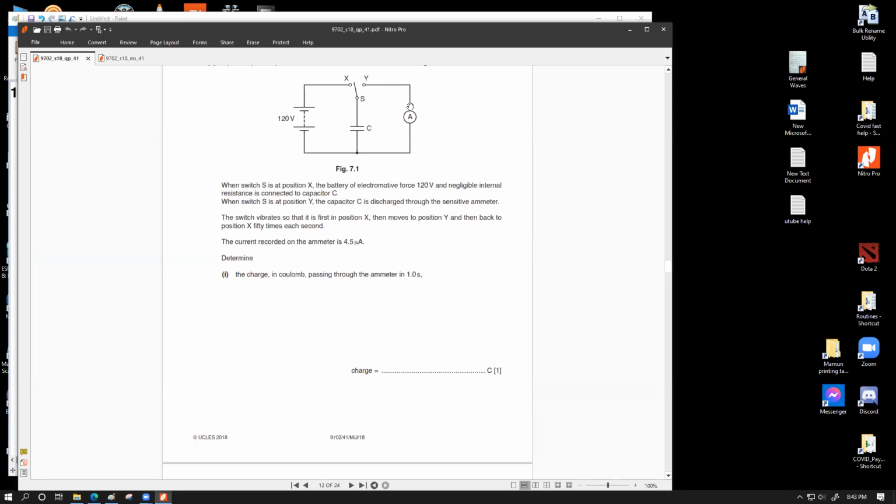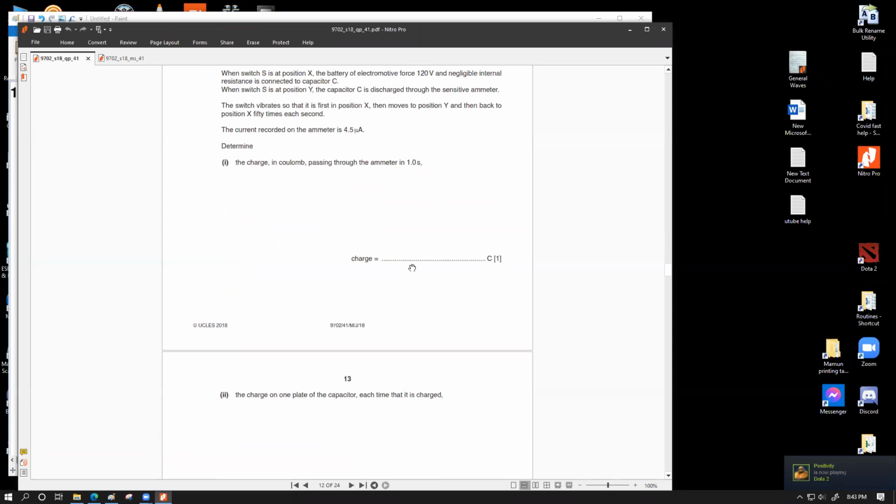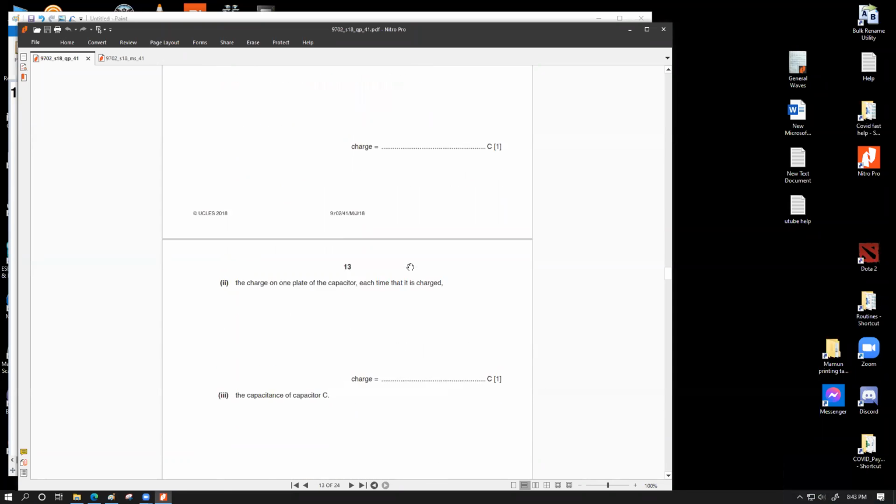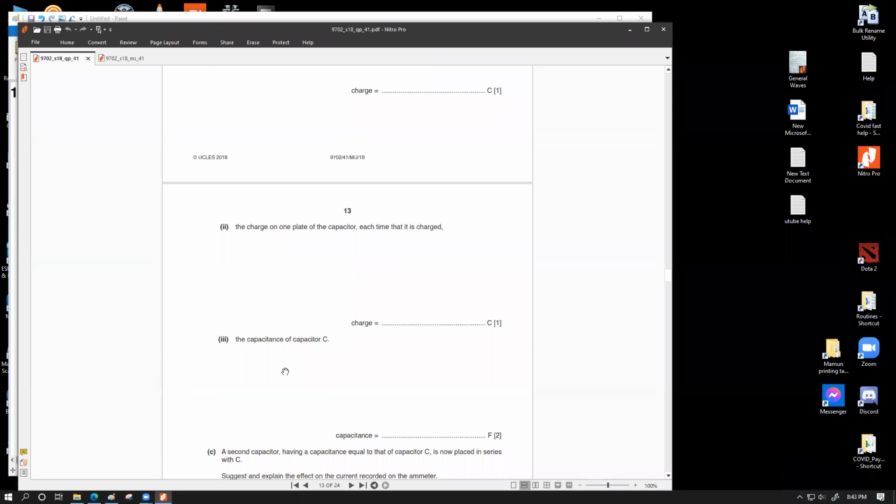Yes, sir. So each charging process should accommodate 1/50th of the total charge. Oh, now I get it, sir. I couldn't grasp this idea at the first try. No big deal, no big deal. Then the capacitance of the capacitor, that's pretty simple, I think. Q equals CV gives you this capacitance.